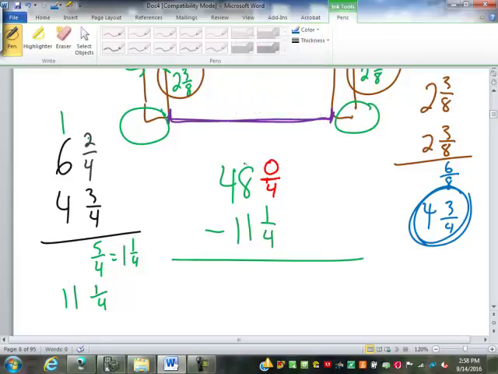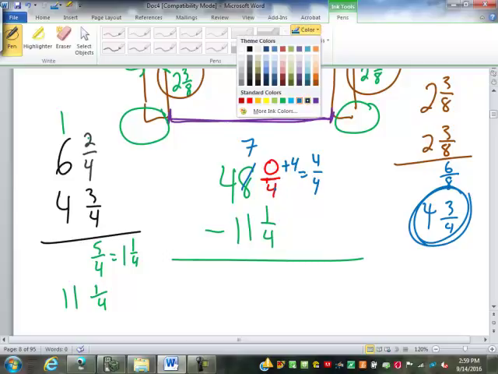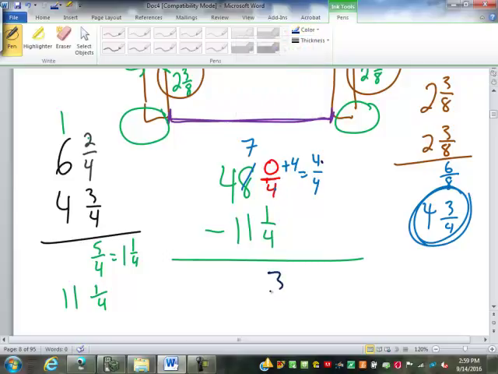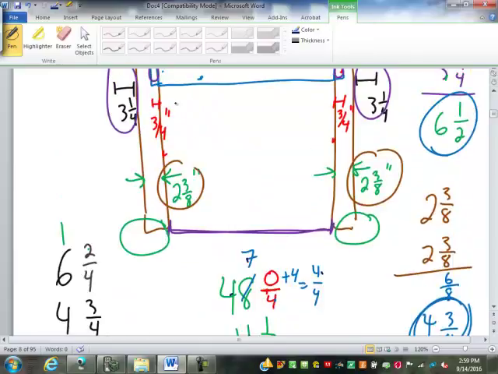Now I can borrow from my 8. This is a 7. My denominator tells me what I have to add to the numerator, so I'm going to have to add 4. That's now 4/4. 4 minus 1 is 3/4. 7 minus 1 is 6. 4 minus 1 is 3. 36 3/4. That is the distance between, from the inside of the leg to the other inside of the leg.